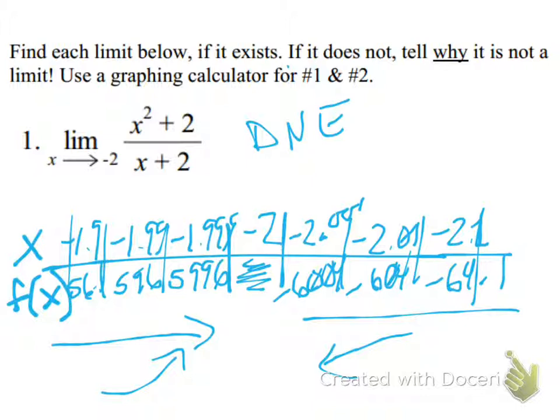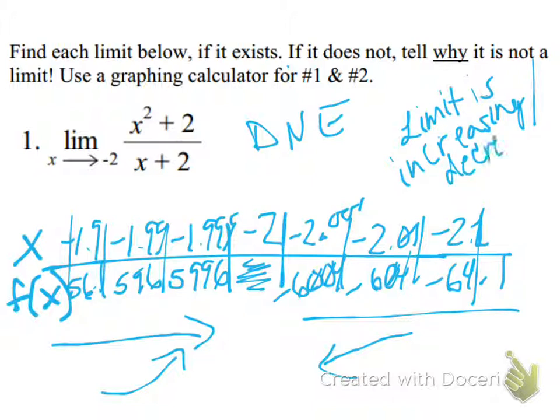And again, my answer is the left limit is increasing, increasing or decreasing without bound. Think of bound like a boundary. It's a place you can't go, right? It stops. So there's nothing that has bound. It's going on forever and ever.